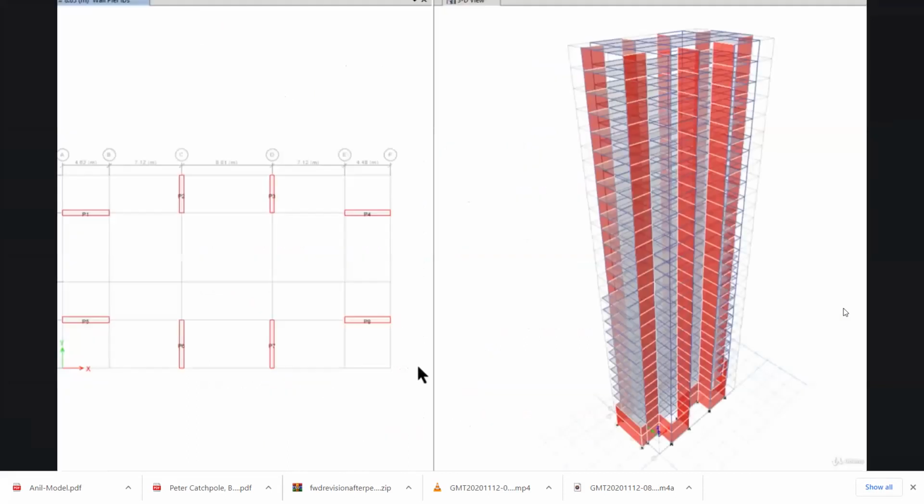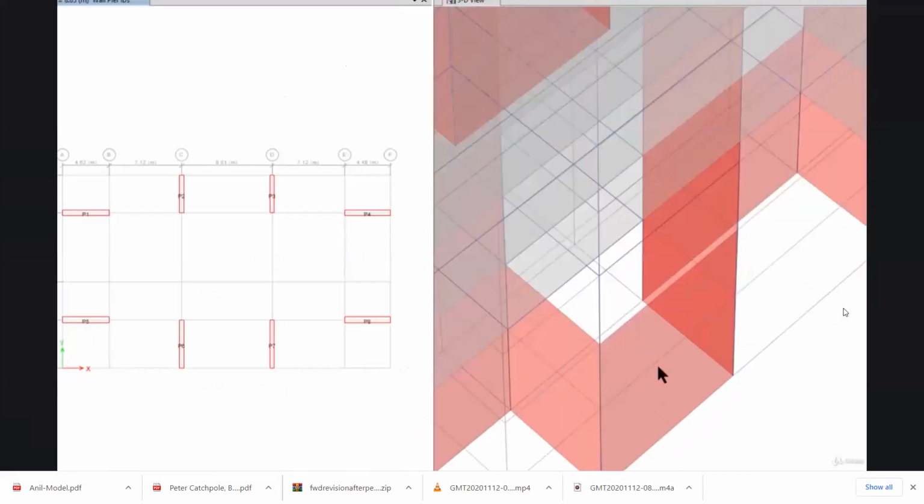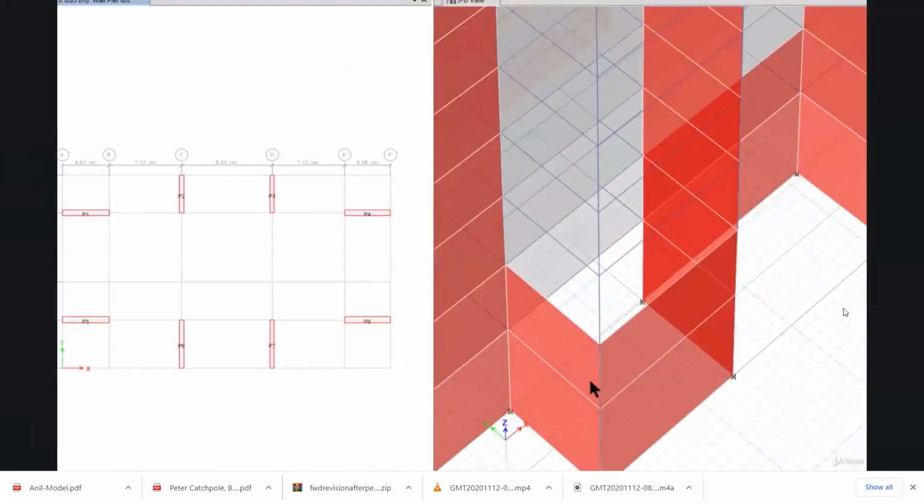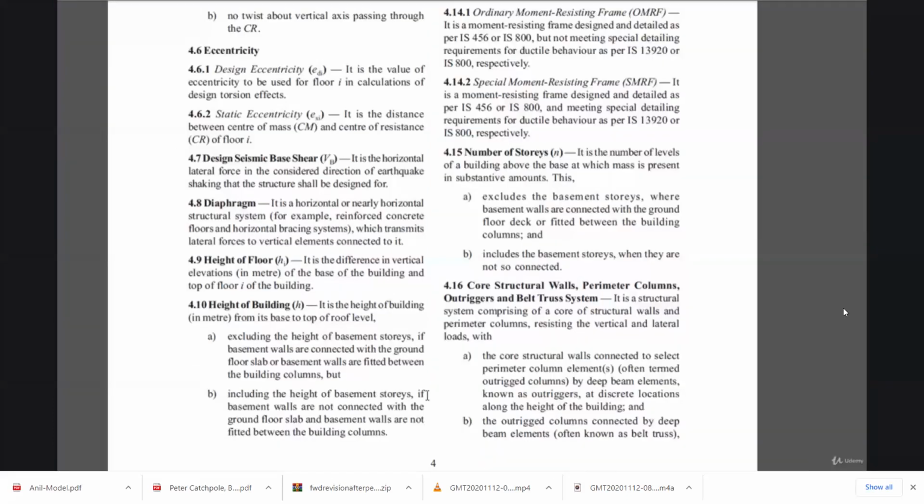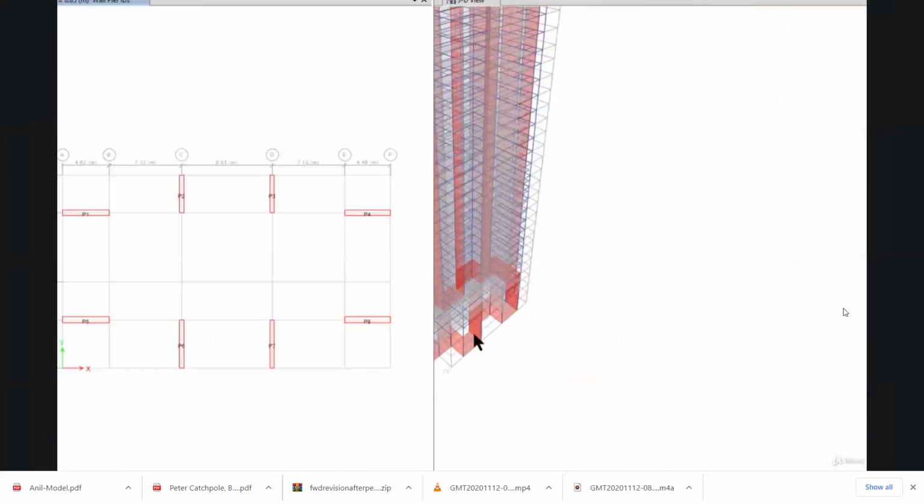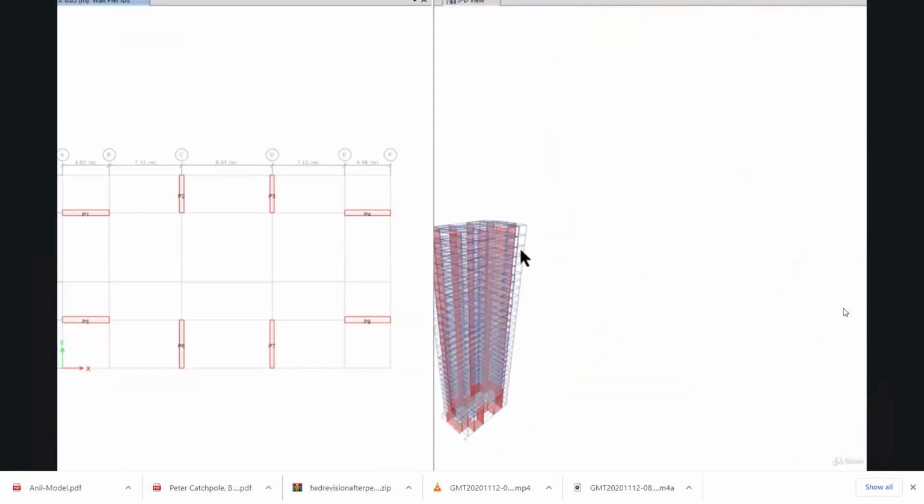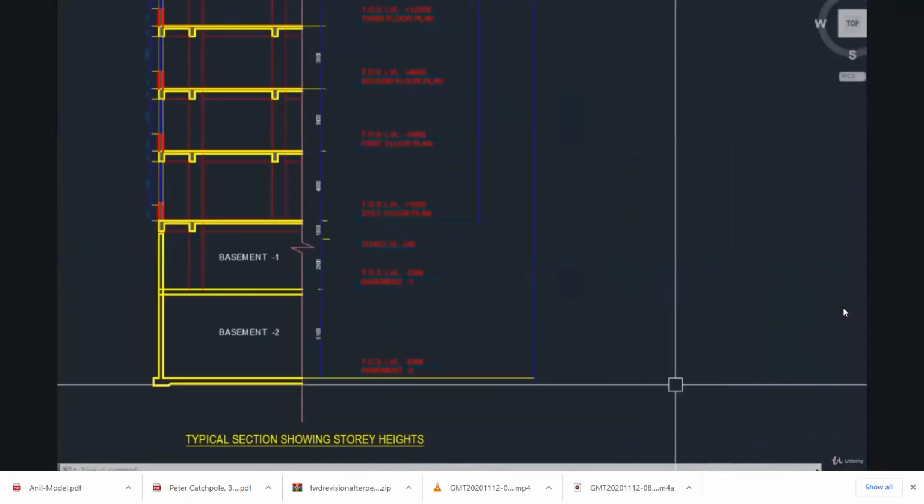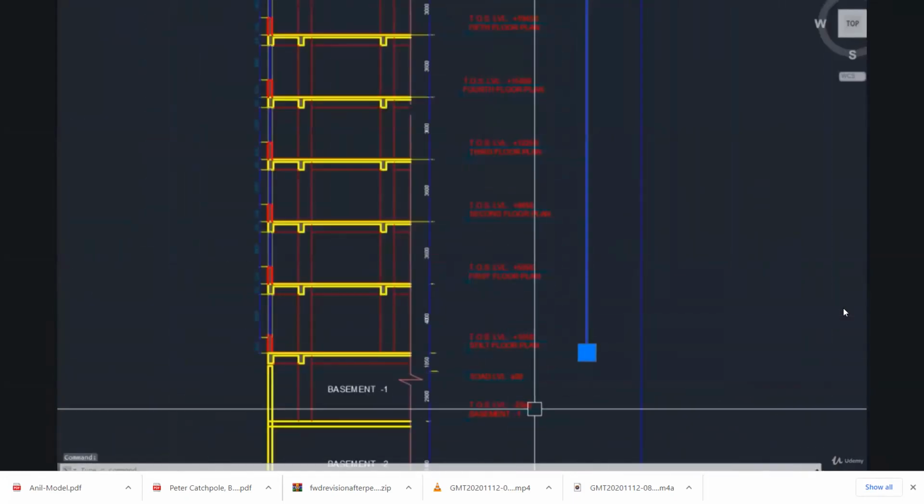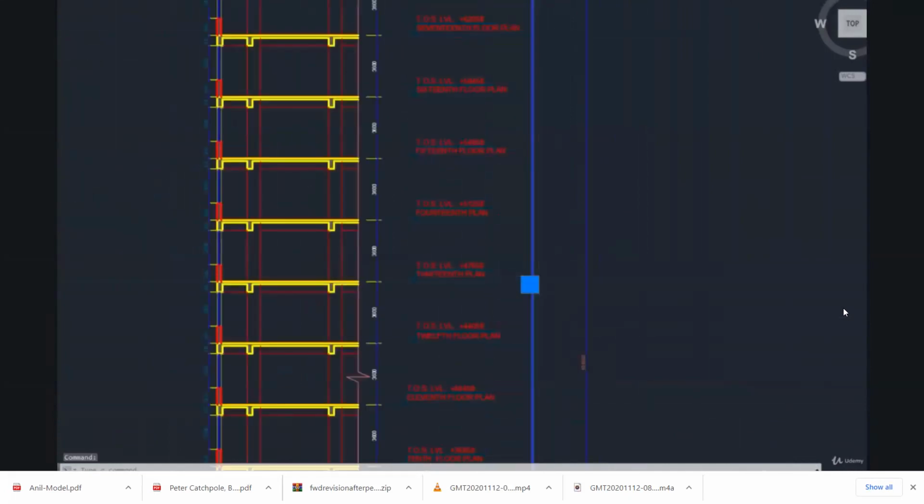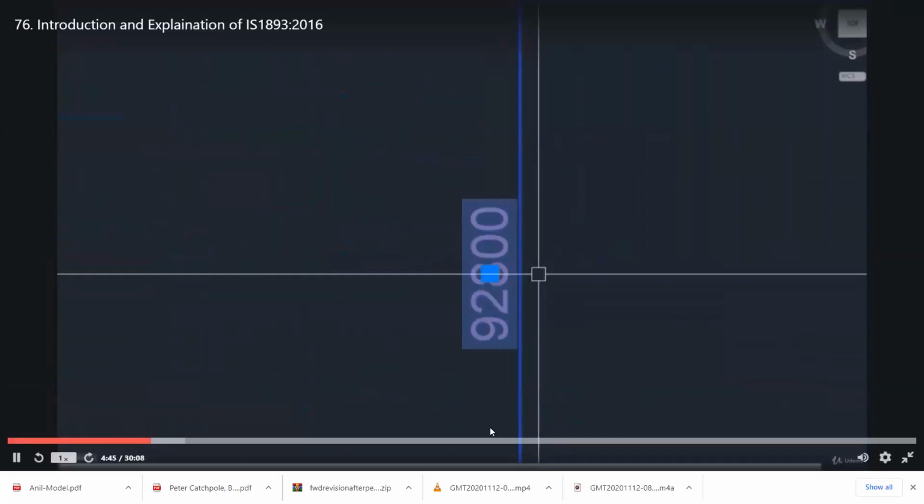In our case, the basement walls are fitted with the building columns, so we need not consider the height of the basement storeys. That is, the height of the building shall be from this level to the terrace level. Or if we see it in the drawing, this is the height of the building for earthquake consideration, that is 92.8 meter.